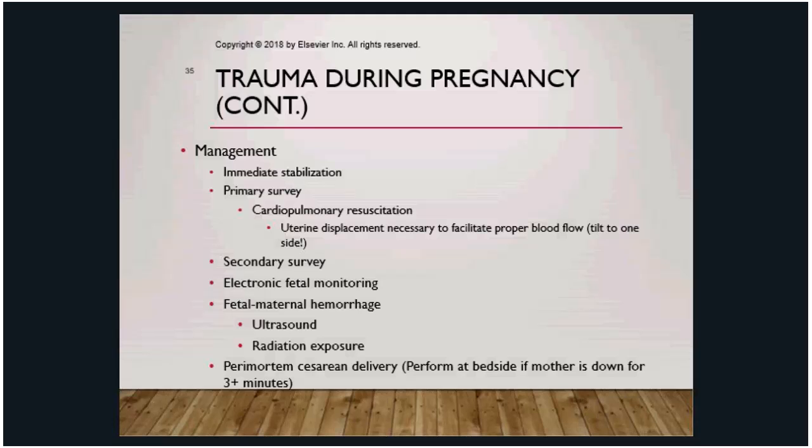Perimortem C-section delivery. This needs to be done if it needs to be done due to the mother dying. It needs to be done in no more than 3 minutes after.